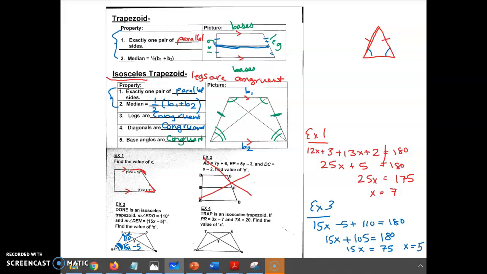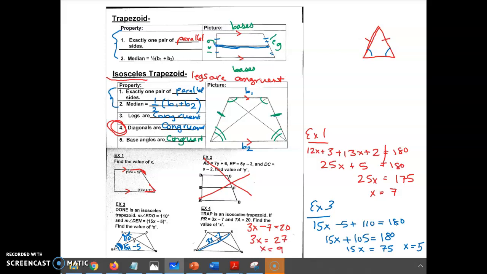Okay, all right. And so then let's just go ahead and look at this last problem here. Another isosceles trapezoid where PR, so that's this diagonal, is 3x minus 7, and TA is 20. If we look at this property 4 here, we know in an isosceles trapezoid diagonals are congruent. So we actually just get to set those equal to each other. So 3x equals 27, so x is 9.